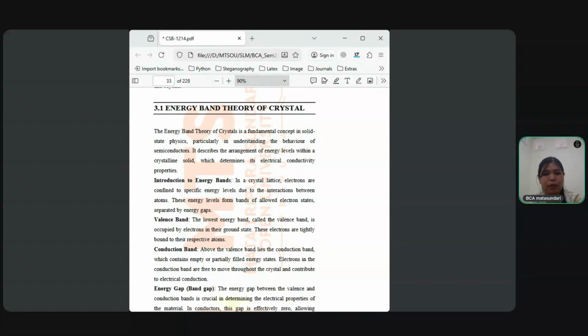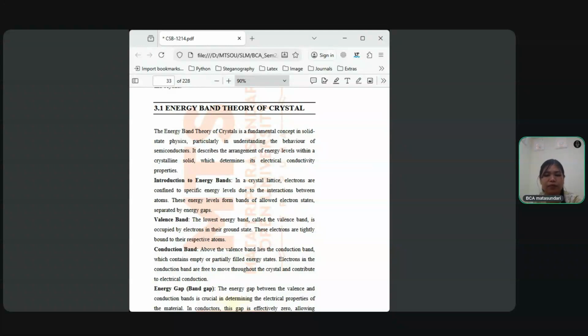Then the valence band. The lowest energy band, called the valence band, is occupied by electrons in their ground state. In a crystal lattice, electrons are confined to specific energy levels due to the interaction between atoms. But in the valence band, what happens? It is occupied by electrons in their ground state. These electrons are tightly bound to their respective atoms.